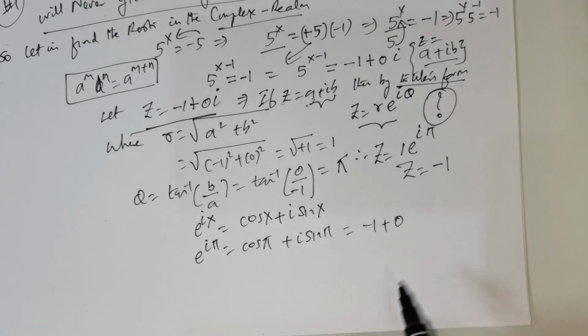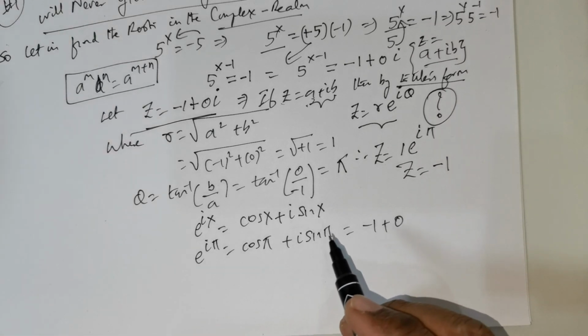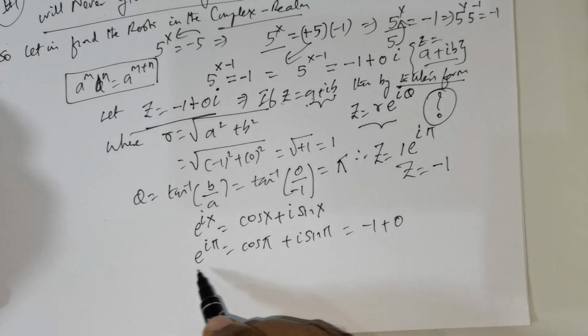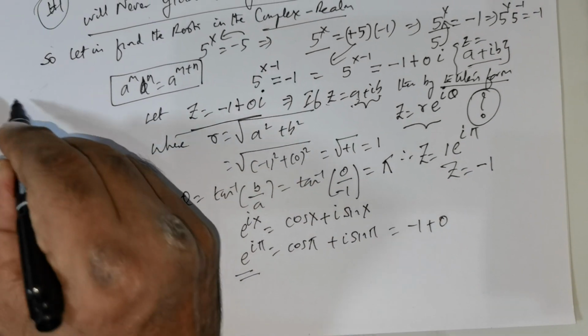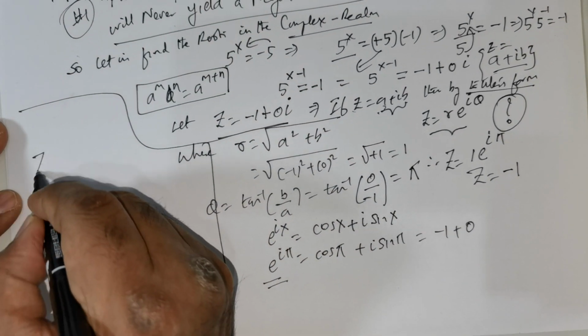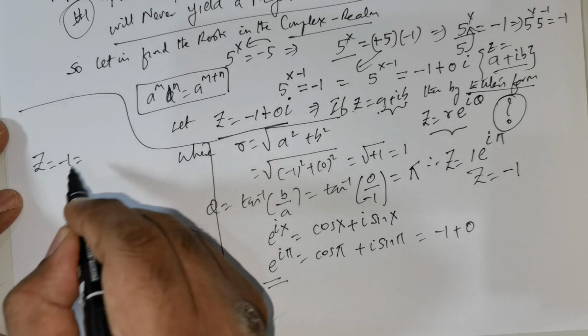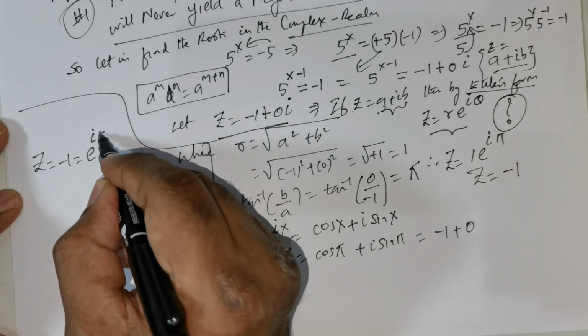is it possible for me to generalize? How do I generalize the part here? So what I've got now, let me rewrite it here. I now have z equal to negative 1, which is equal to e raised to the power of i pi.